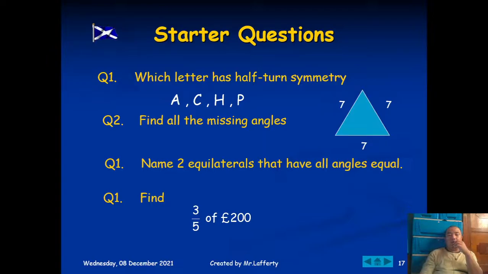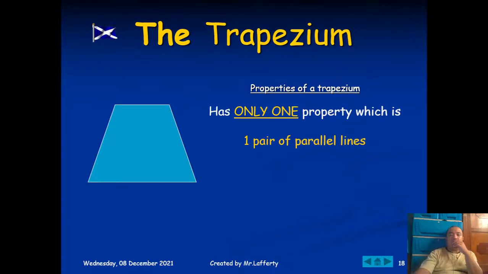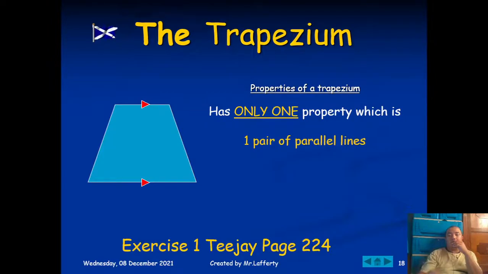Find 3 fifths of 200. 40 times 3, 120. Now we proceed to trapezium. A trapezium has only one property, which is one pair of parallel lines. Yung parallel lines yung bases, ito naman yung mga lengths. And if the lengths are equal, it's what we call an isosceles trapezoid.